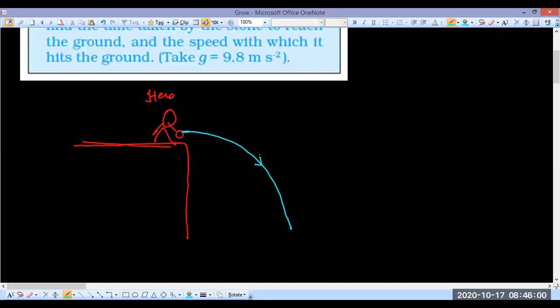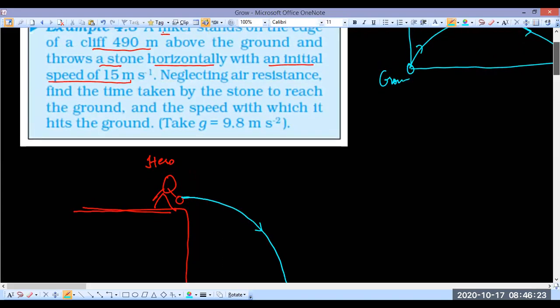It will fall like this, right? It will never go straight. It will always curve like this. It will make a parabola shape, right? Okay, it will make a parabola shape. So now the question is, let's make it a little bit light-hearted.